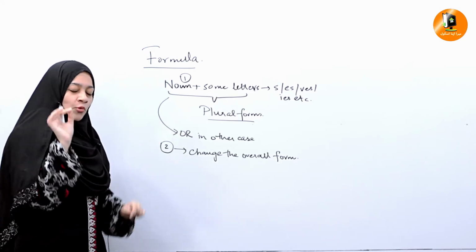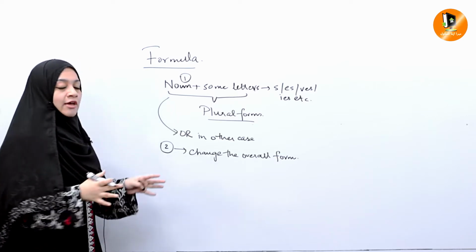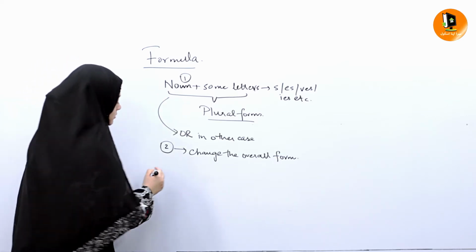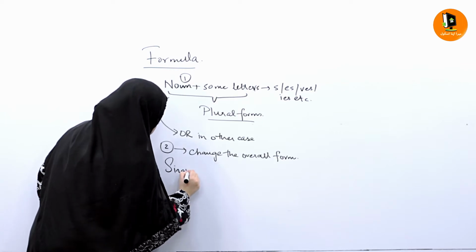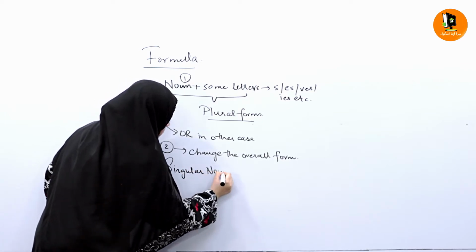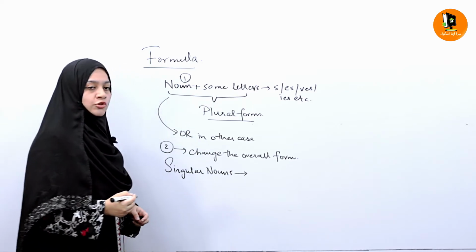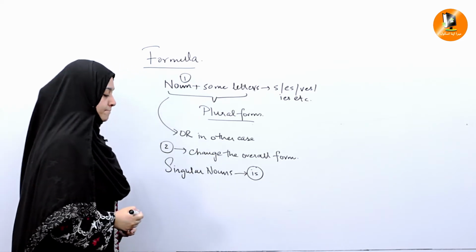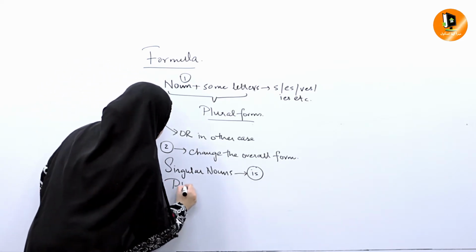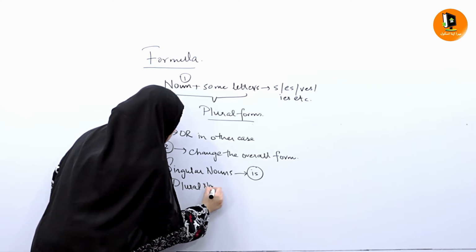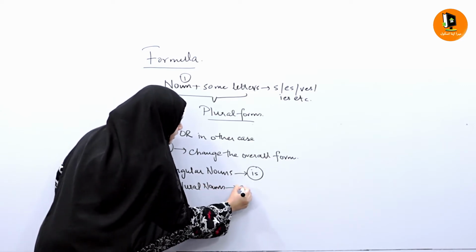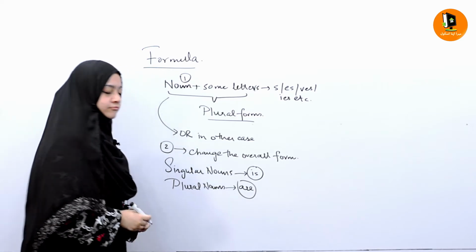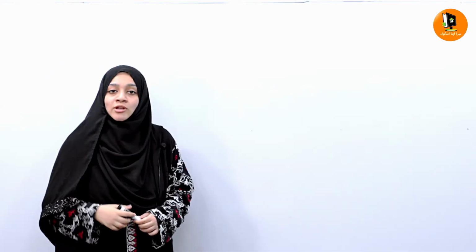Now, one important thing to remember is whenever we are talking about singular nouns, you are going to use the helping word is. And when we talk about plural nouns, you will use the helping verb are. Simple. So I talked about adding some letters to the nouns. Now, which letters to add and when? Let's see.